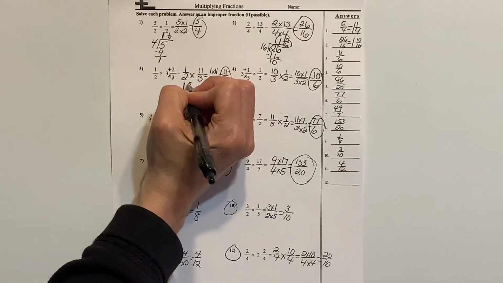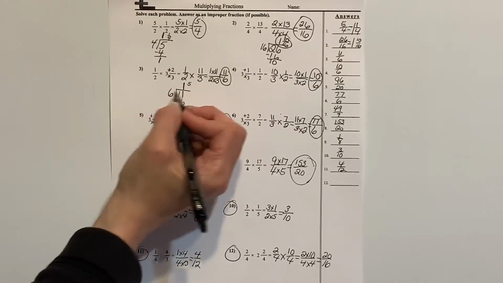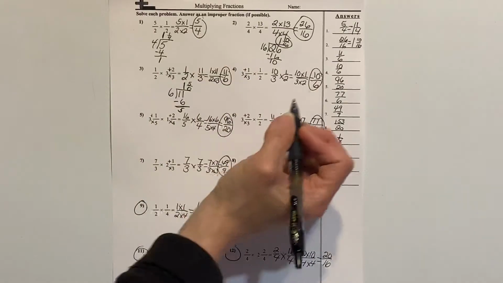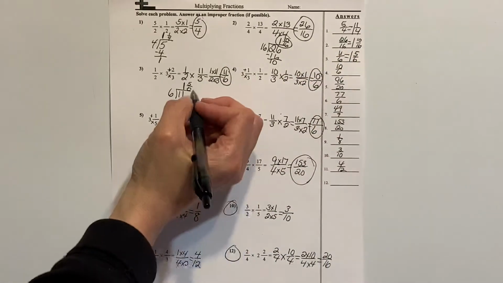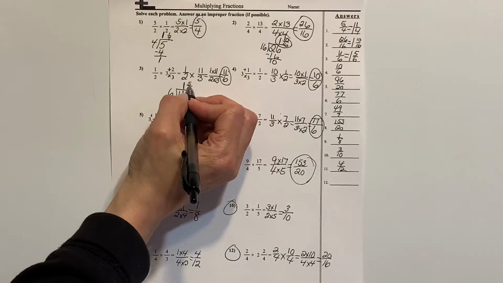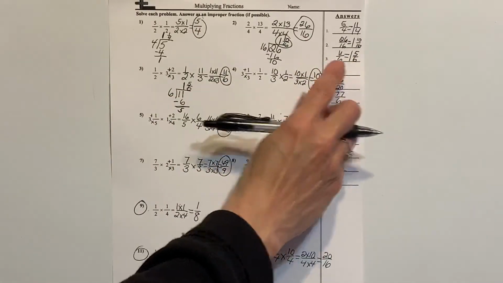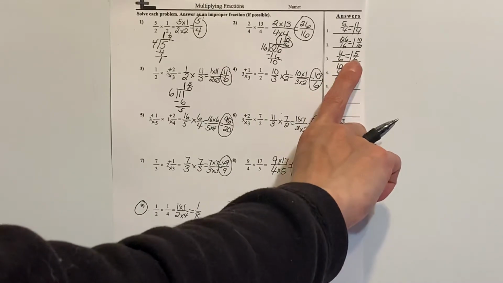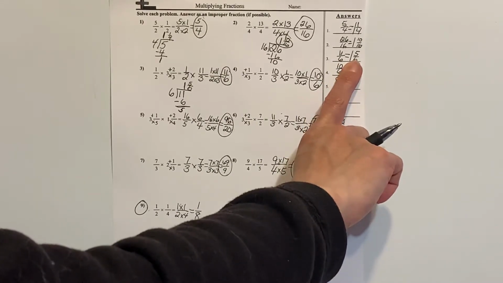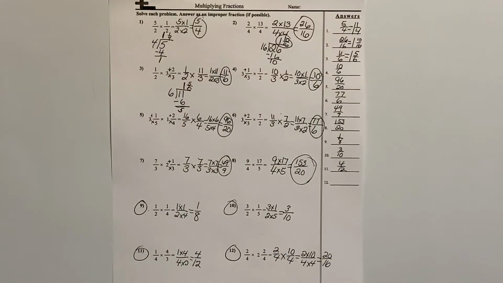So 5 is going to be my numerator. 6ths would be my denominator. So this is 1 and 5/6. These two are equivalent. This is the improper fraction. This is it written as a mixed number. All right.